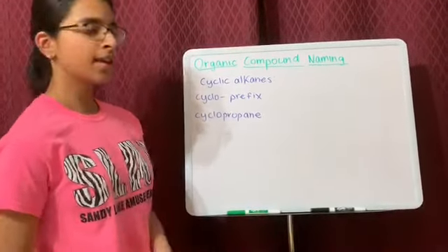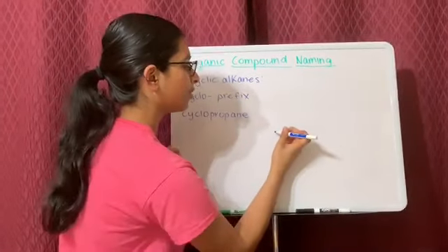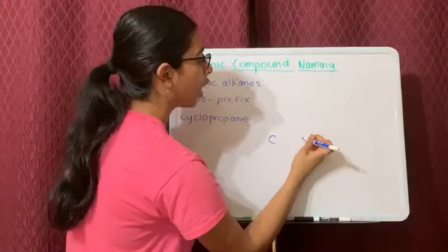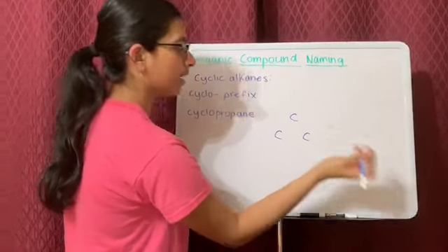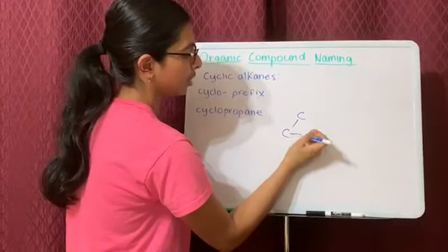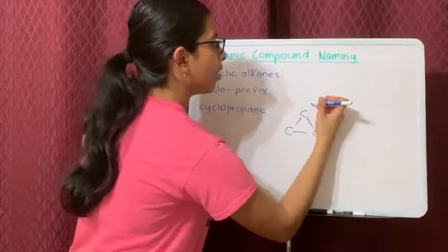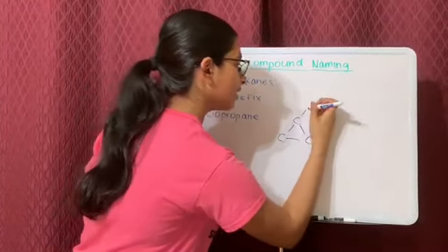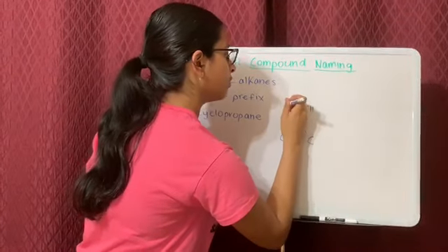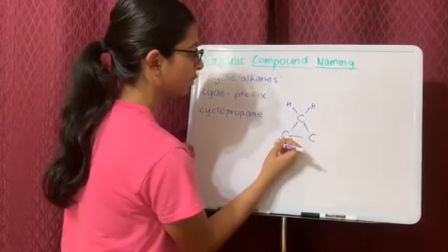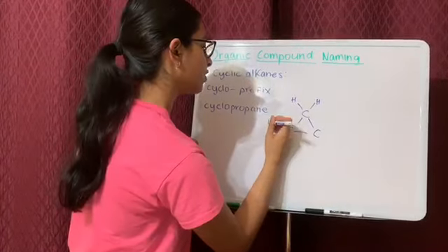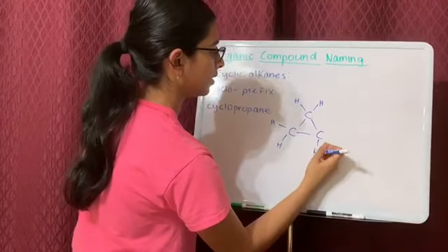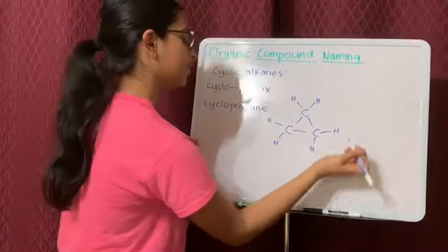So the way we would draw cyclopropane is that we would just make a ring of 3 carbons instead of it being a straight chain. We connect these to each other and then give them all the hydrogens they need in order to make their valence shells full. So this right here is going to be cyclopropane.